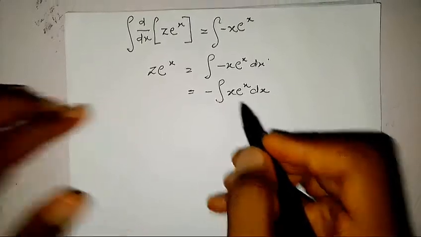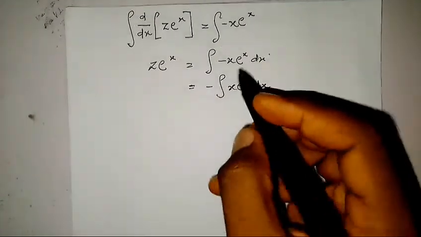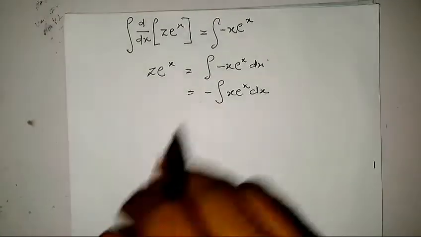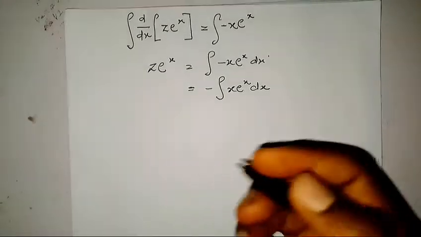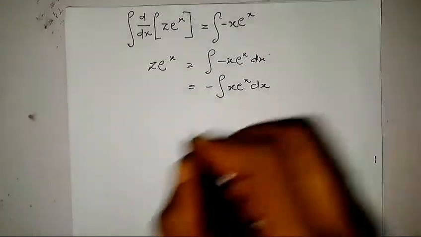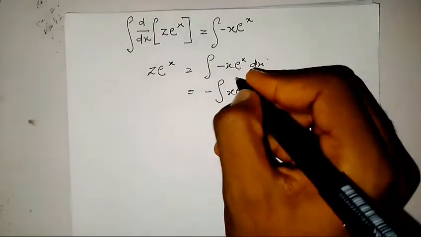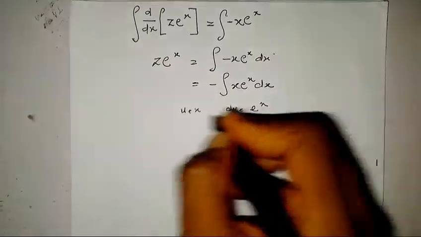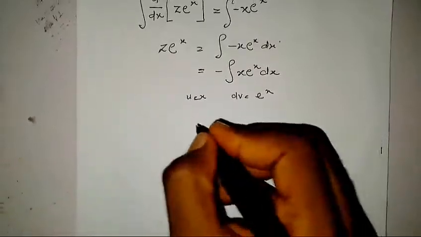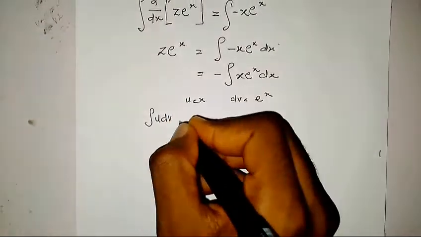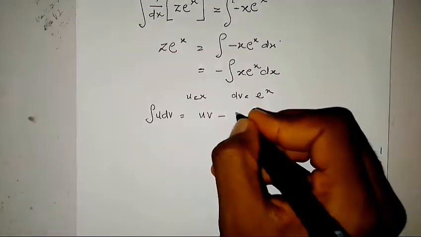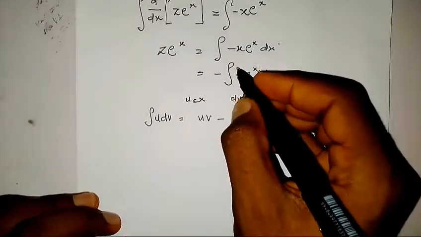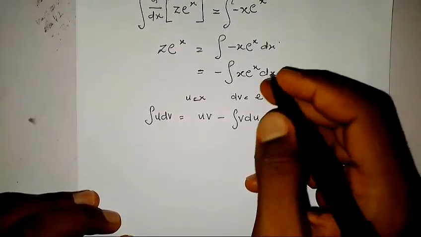Now, how do we evaluate this integral? Since we have two functions of x, this is x and this is exponential x, and we can't actually integrate them any other way, we solve using integration by parts. So evaluating this using integration by parts, we let u be equal to x and let dv be equal to exponential x. We all know that the formula for the integration by parts method says that the integral of u dv is equal to uv minus the integral of v du.